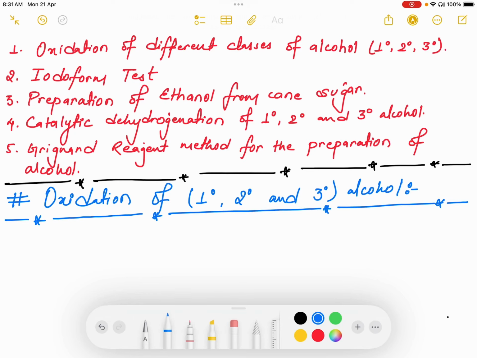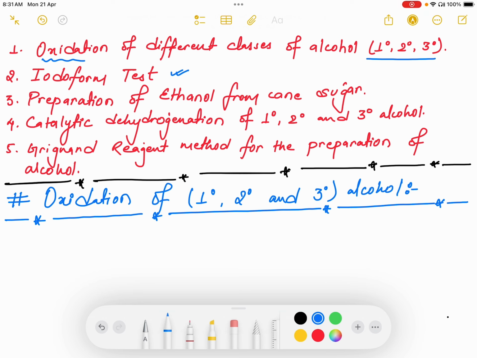Welcome to Neelam tutorial. In today's video, we'll be dealing with the oxidation of different classes of alcohol, that is 1 degree, 2 degree alcohol. What will happen when we oxidize 1 degree, 2 degree or 3 degree alcohol? Next, the iodoform test, which is a must-asked question. The iodoform test is easy, but it's a must-asked question.